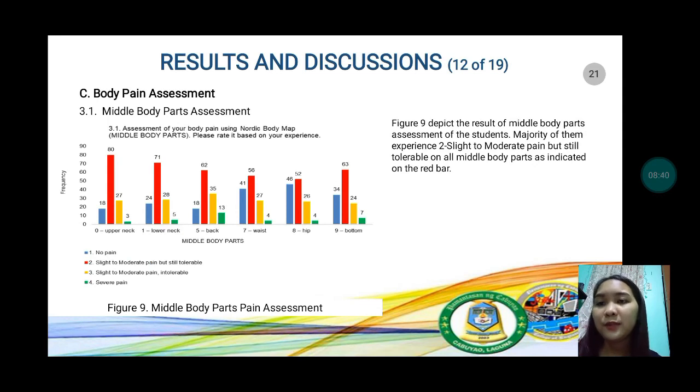Body pain assessment, middle body parts assessment. Figure 9, middle body parts pain assessment. Figure 9 depicts the result of the middle body parts assessment of the students. The majority of students experience light to moderate pain but still tolerable on all middle body parts, as indicated on the red bar. It is mostly in their upper neck.